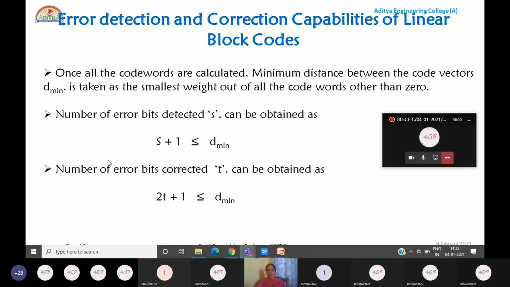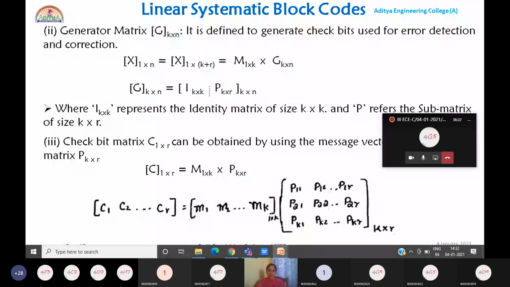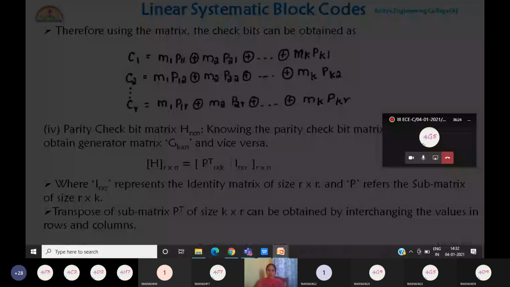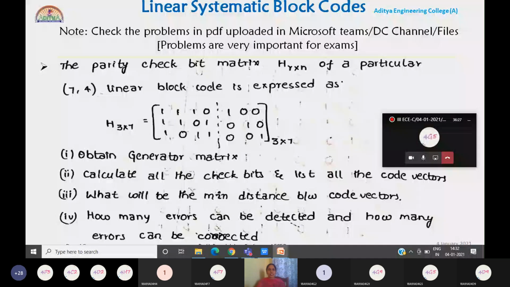Now once you solve the problems, you will be more clear. Without solving the problems, if you see all these matrices, you don't know where you will use those matrices. Okay. Let us move into the problems. Before going to Hamming code, let us take two problems. Actually, the question will be like this.